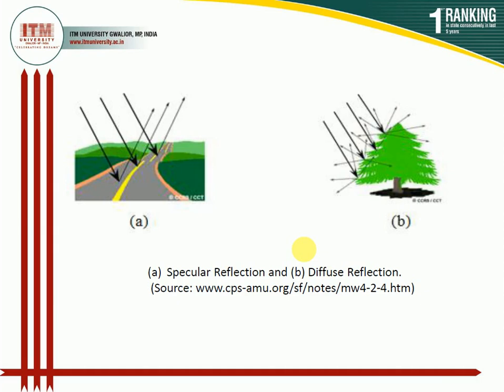Like when there is a smooth surface on the earth, the light will easily and smoothly reflect back from the earth's surface.